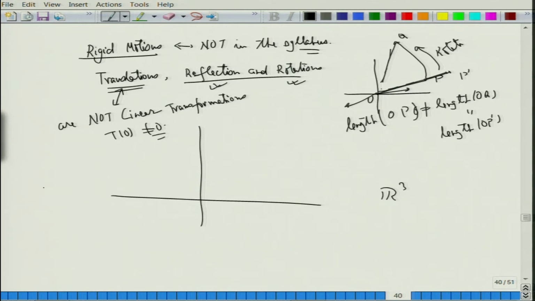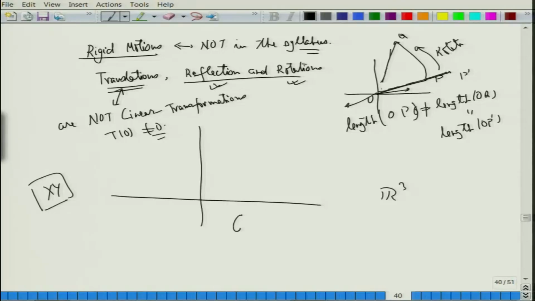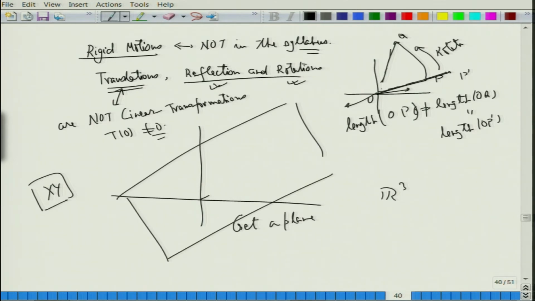As such, it is an XY plane. But in R3, I will have a plane: 0 is there, the point P is there, the point Q is there. So these 3 points will give me a plane, which will be something like this. And there is an object here, and I want to rotate it by some angle theta to get to Q. Is that okay? That is the idea that I have.